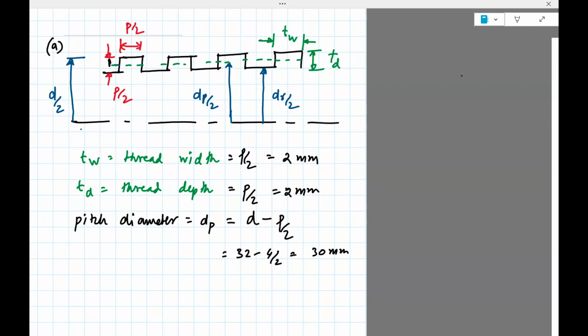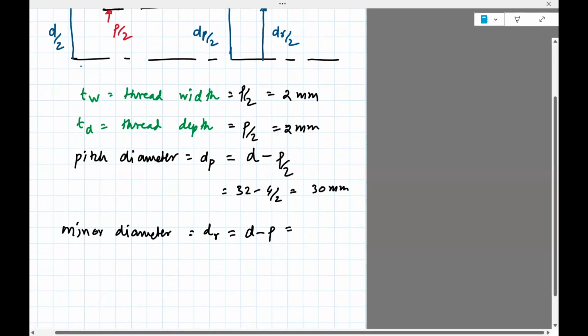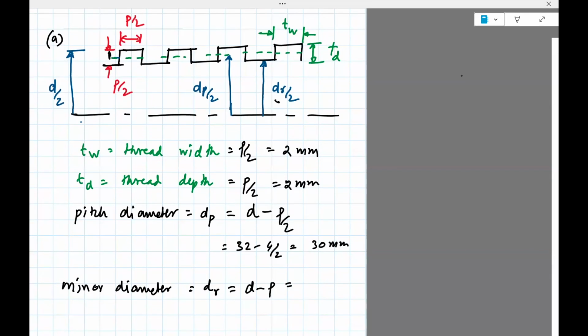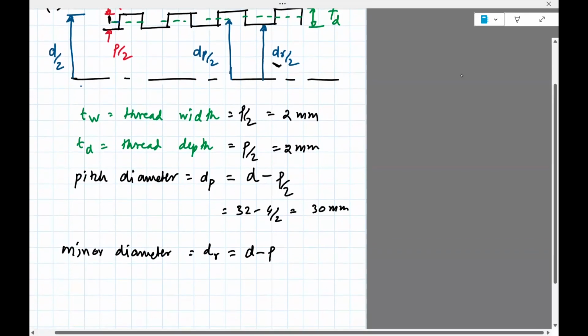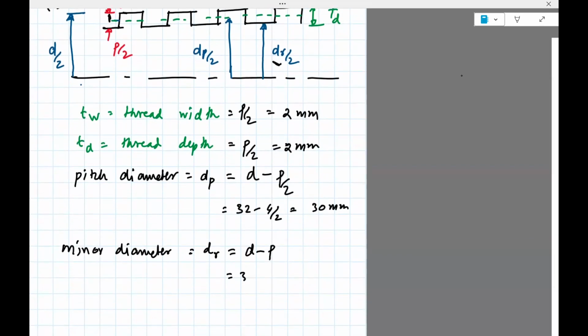Then we have the minor diameter, which is dr. It will be d minus p. So it's the smaller one. So d is 32, p is 4. So this is 28 millimeters.